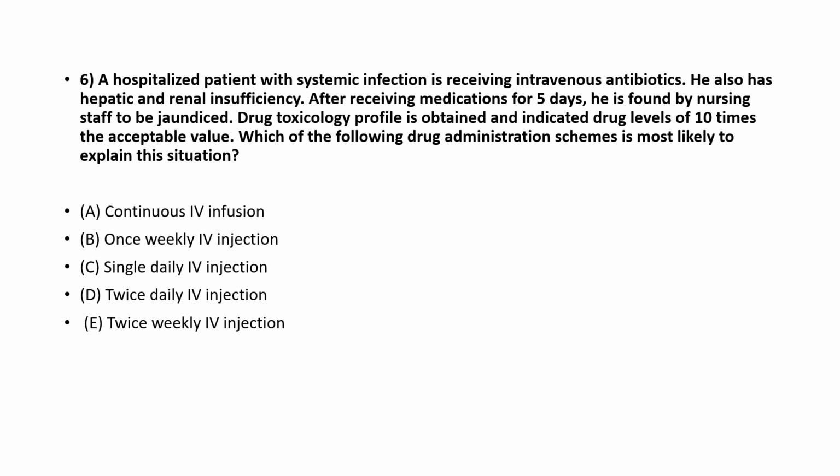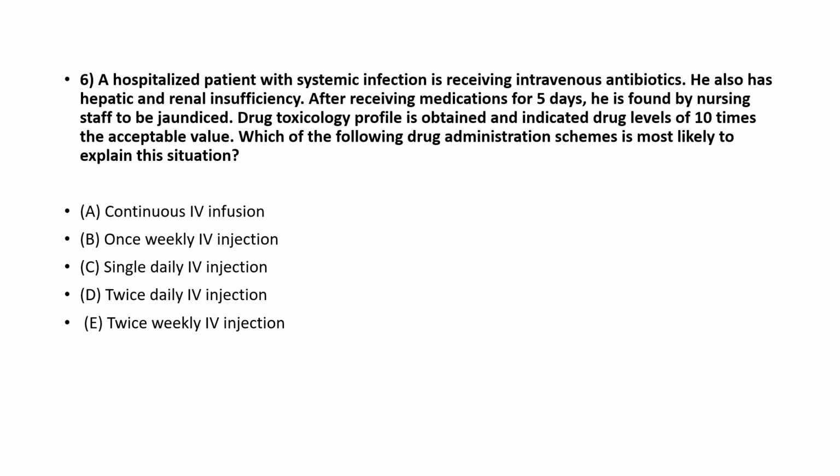So today we will continue with the remaining clinical oriented patient profile based type of questions. Starting with question number 6, a hospitalized patient with systemic infection is receiving intravenous antibiotics. He also has hepatic and renal insufficiency. After receiving medications for 5 days, he is found by nursing staff to be jaundiced. Drug toxicology profile is obtained and indicated drug levels of 10 times the acceptable value. Which of the following drug administration schemes is most likely to explain this situation?